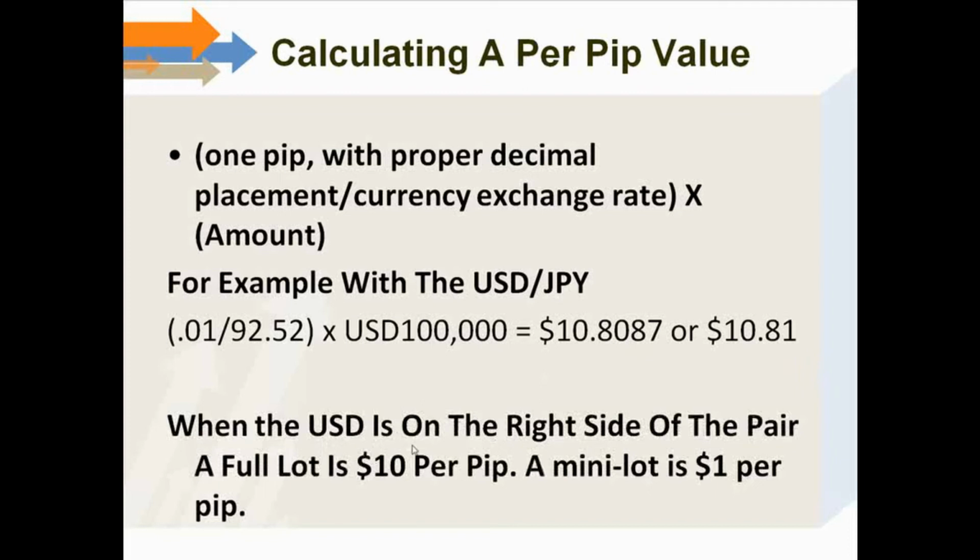When the US dollar is on the right side of the pair, so in other words, if it's on this side instead of the left, like the euro US dollar with the US dollar over here, you don't need to do this calculation. In that case, we know that a full lot is $10 per pip, a mini lot is $1 per pip, so it's easy in that case. Any pair that has the US dollar on the left-hand side of the currency pair, you do need to perform this calculation to ensure that you're staying within your acceptable risk level.